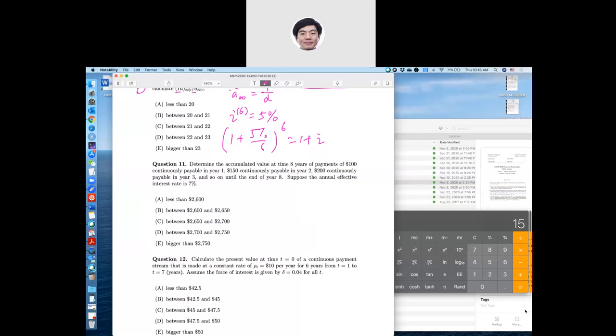Question 11. Determine the accumulated value at time 8 years of payments of 100, 150. So first of all, this is continuously payable. Okay, that is a huge difference. The amount is 100, 150 goes all the way to 8 years. So first, you need to figure out how many years. What would be the payment in the last year? This is continuous payable and is increasing. The amount is fixed, right? The increment amount is $50 per year.